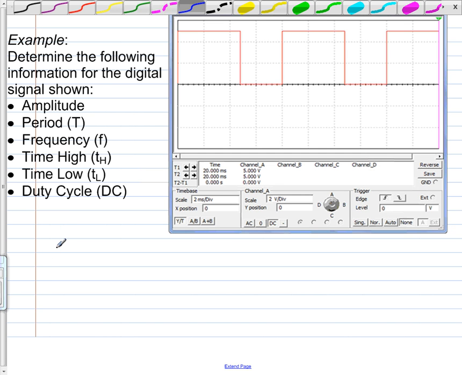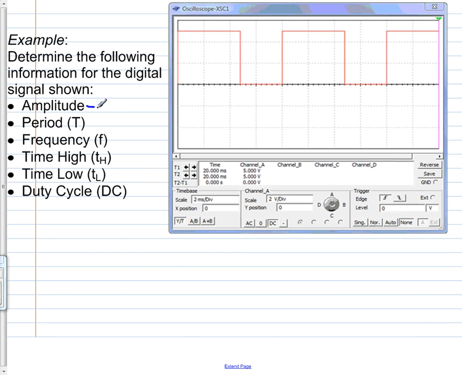In the last video, I basically told you how to calculate some of these things. Now we're going to do a quick little example. In this example, we're determining the following information for this digital signal that we have here. We're going to be asked to find the amplitude, the period, the frequency, how long it was at high, how long it was at low, and what the duty cycle was.